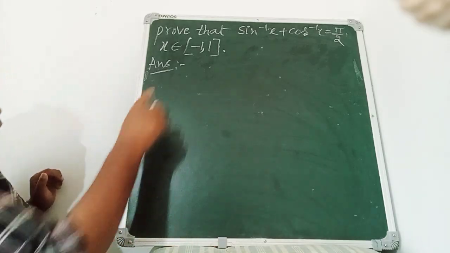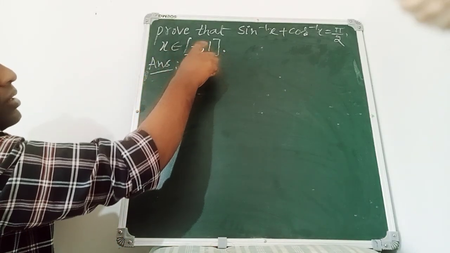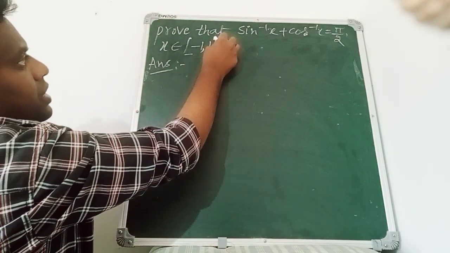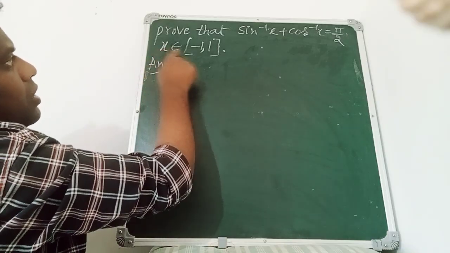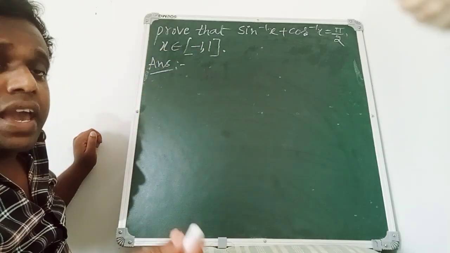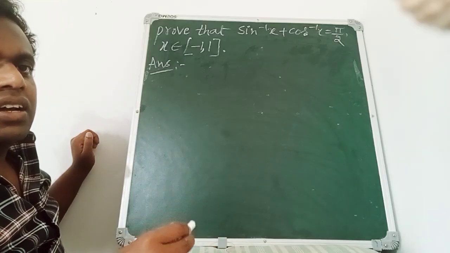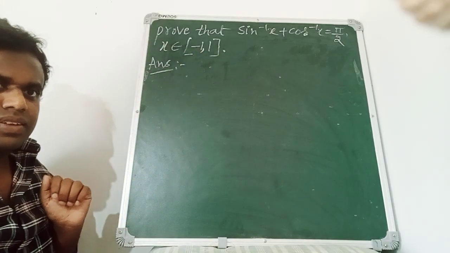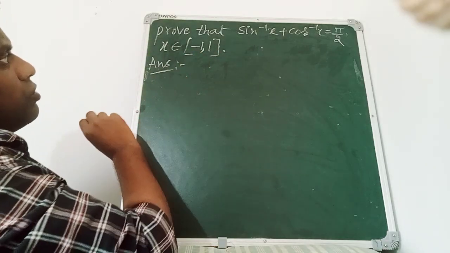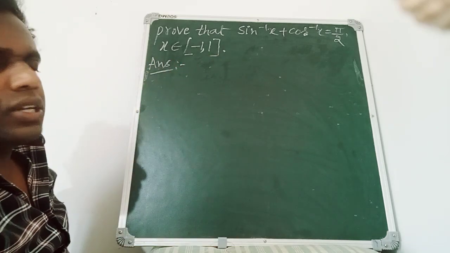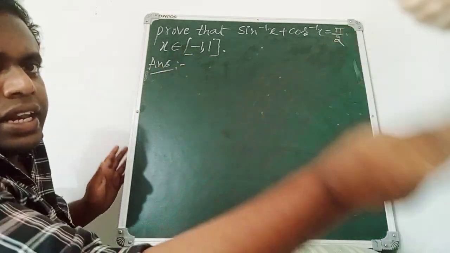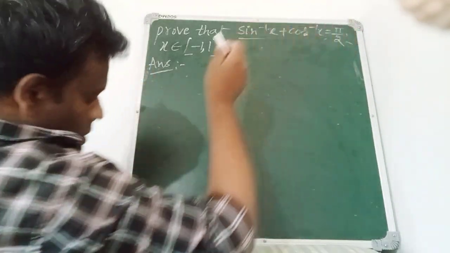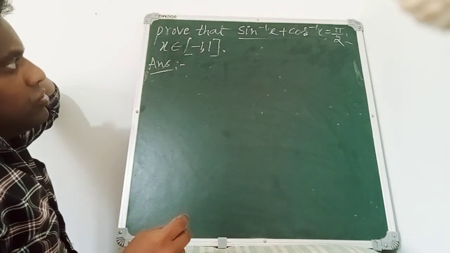Okay, so x values between minus 1 and 1, including minus 1 and 1. See, when there is a square bracket, then minus 1 and 1 are also included. That means x can be minus 1 and 1, and also between minus 1 and 1. That's the meaning of these brackets. Okay, so now you don't need to bother much about this; you mainly concentrate on this one, so that we have to prove.